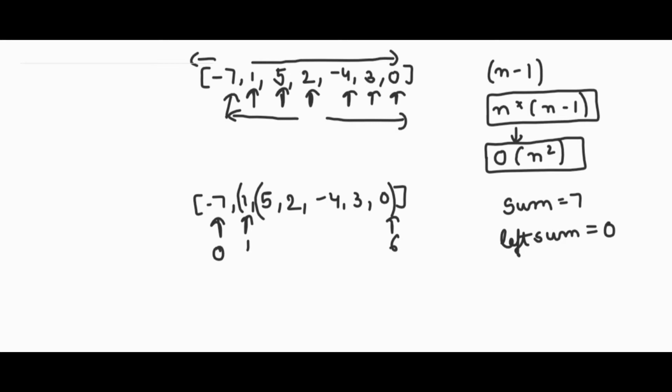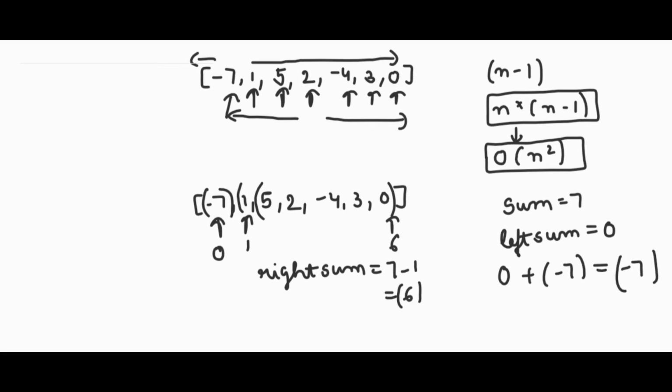So the right sum will be 7 minus 1, which is equal to 6 for index 1. And how can we calculate the left sum? The left sum will be minus 7 for index 1, as we can see. But how can we update this left sum? We add minus 7 to the left sum, which makes it minus 7. To calculate the left sum, we just have to add the previous element to the already calculated left sum.